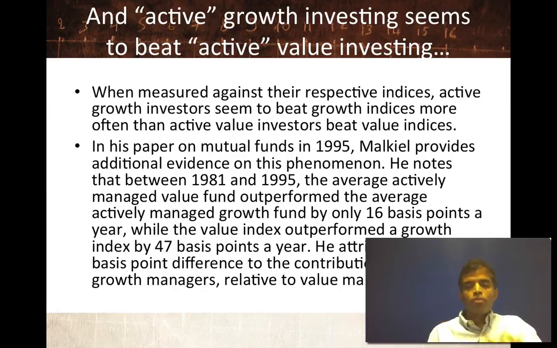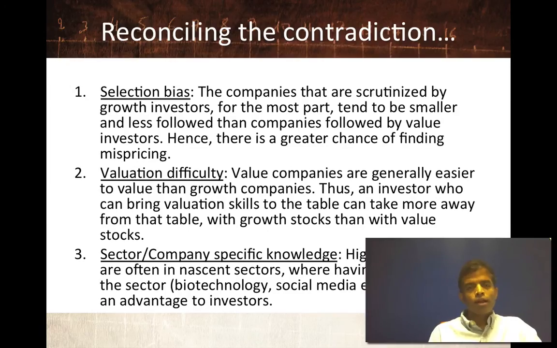So if you just compare growth funds to value funds, value funds might come out as winners. But if you look at active growth funds versus growth index funds, active value funds versus value index funds, it looks like activity in general seems to pay off more if you're a growth investor than if you're a value investor. That sounds like a contradictory finding, right? So how do I explain that contradiction, that low PE stocks beat high PE stocks, but activity in growth stocks seems to beat activity in value stocks? I think there are three ways to explain the contradiction.